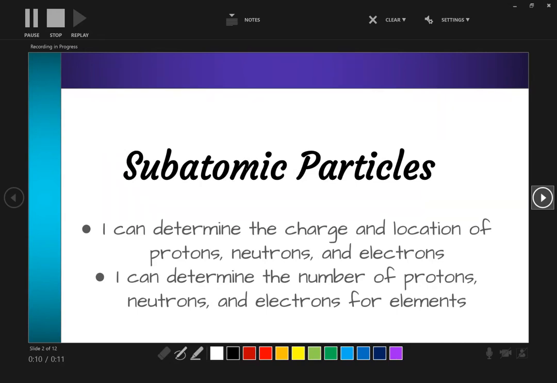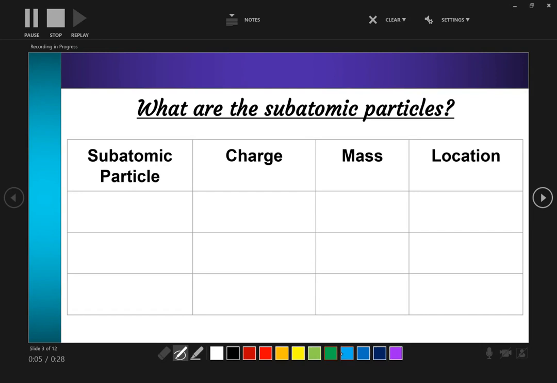Today's topic is subatomic particles. Your learning targets are: I can determine the charge and location of protons, neutrons, and electrons, and I can determine the number of protons, neutrons, and electrons for elements. What are the subatomic particles?